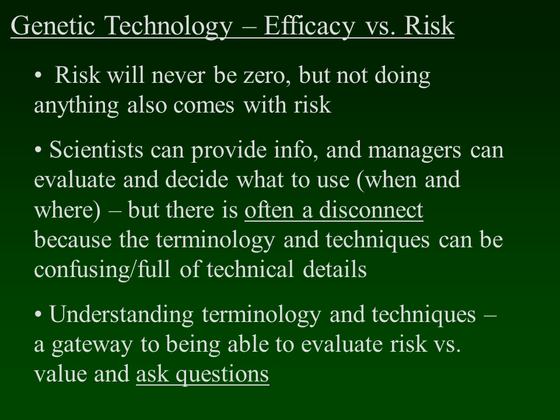As scientists, we try to provide information so that managers can evaluate and decide what to use, but particularly in this field of genetic technology, there is often a disconnect because there is so much terminology, and the techniques can be so confusing or full of technical details. These details change on a weekly basis, if not a daily basis, and sometimes it feels like by the minute. But one shouldn't give up hope. If you can understand some of the terminology in general and some of the overview of the techniques, it's a gateway to being able to get into the conversation of what is risk versus value, and to start asking questions.